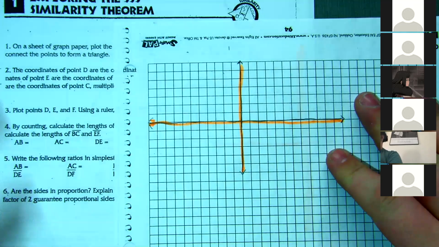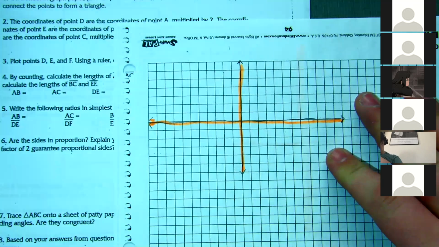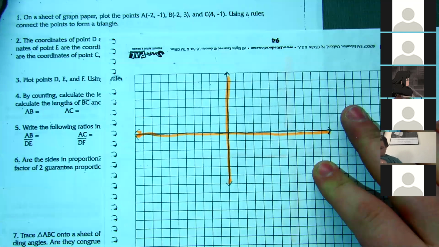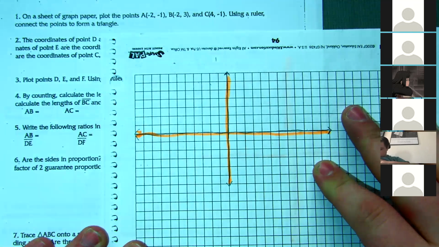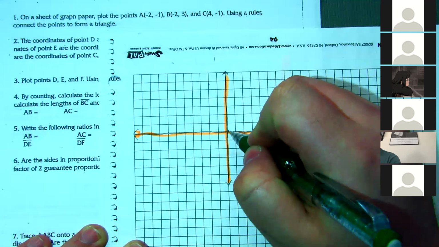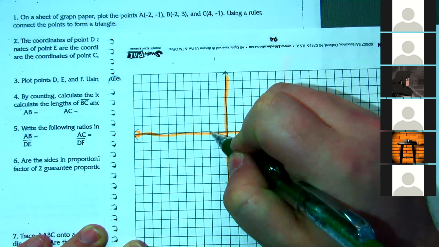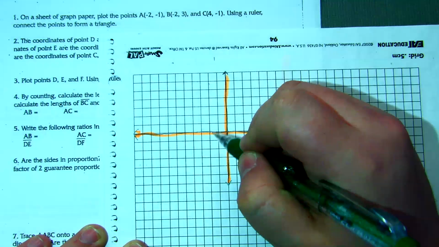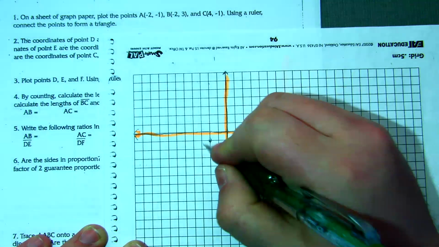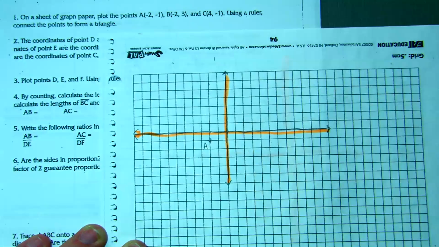All right, now that we have our axes, our first directions say to plot the points A, B, and C. After we plot those points, we can use a ruler to form a triangle. So our first point is A. When we plot A, we go to the left 2 and down 1. Put a nice big dot there, and we'll label that A.